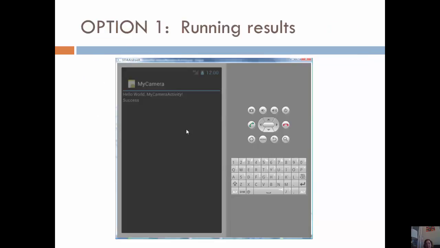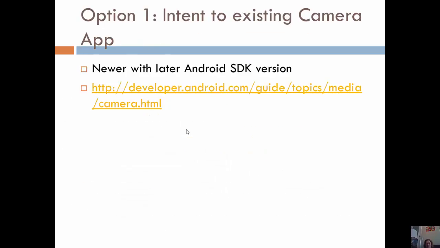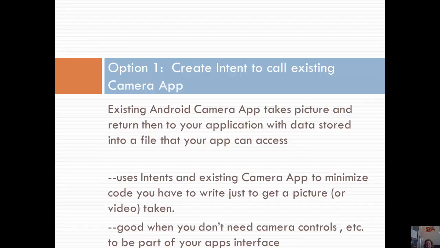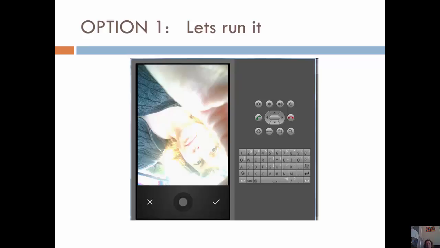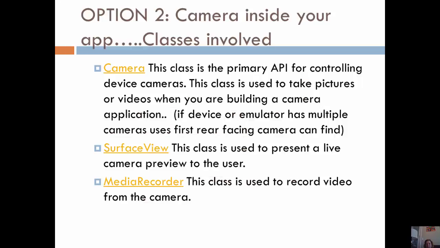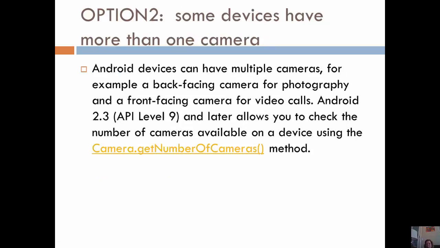I'm going to go back a number of slides. We talked about the fact that depending on whether you use before API 21 or after API 21, you will use different classes. Okay. So first, let's look at prior to API 21, which uses a number of classes. One of them is called Camera, and this is the primary class for controlling the device's camera. A SurfaceView can be used to look at live camera preview, and then the MediaRecorder is used to record video from the camera.